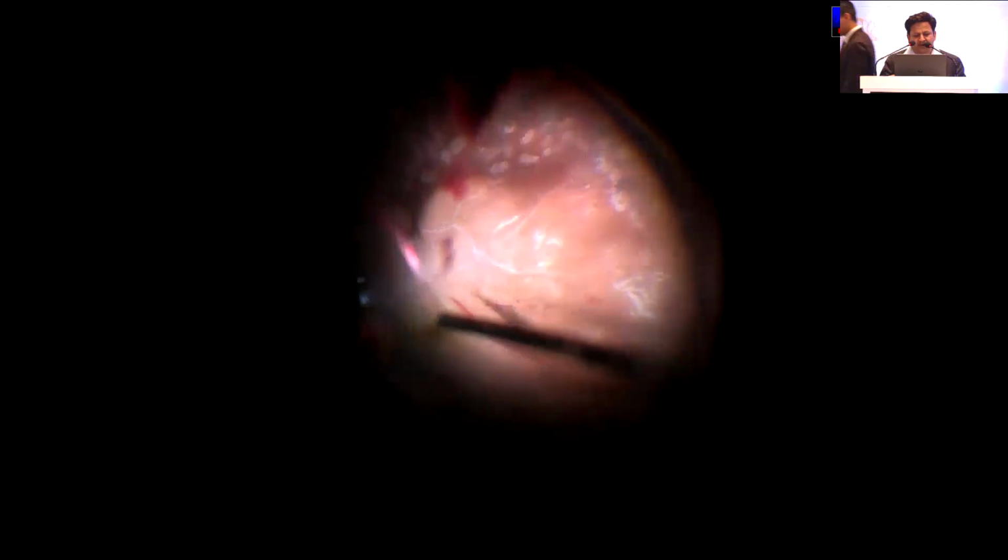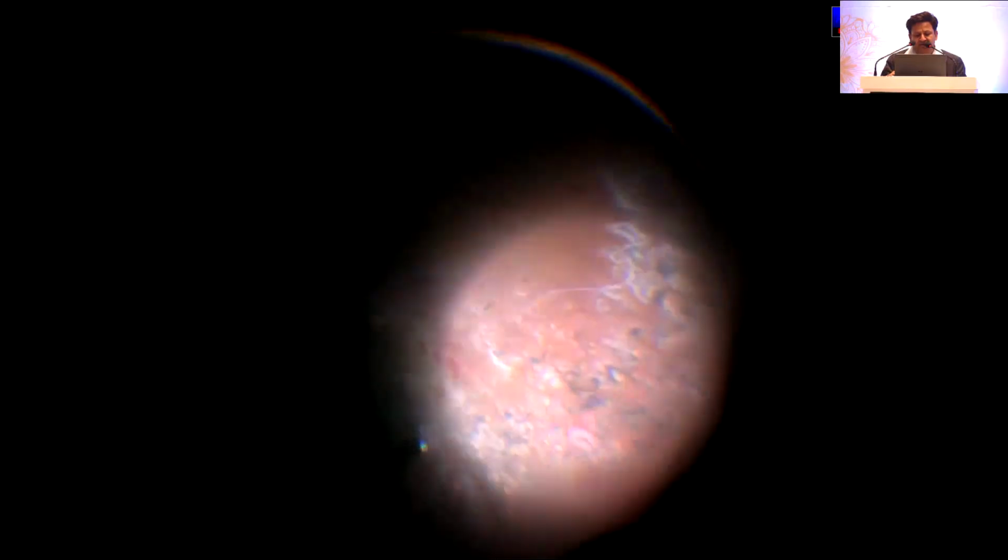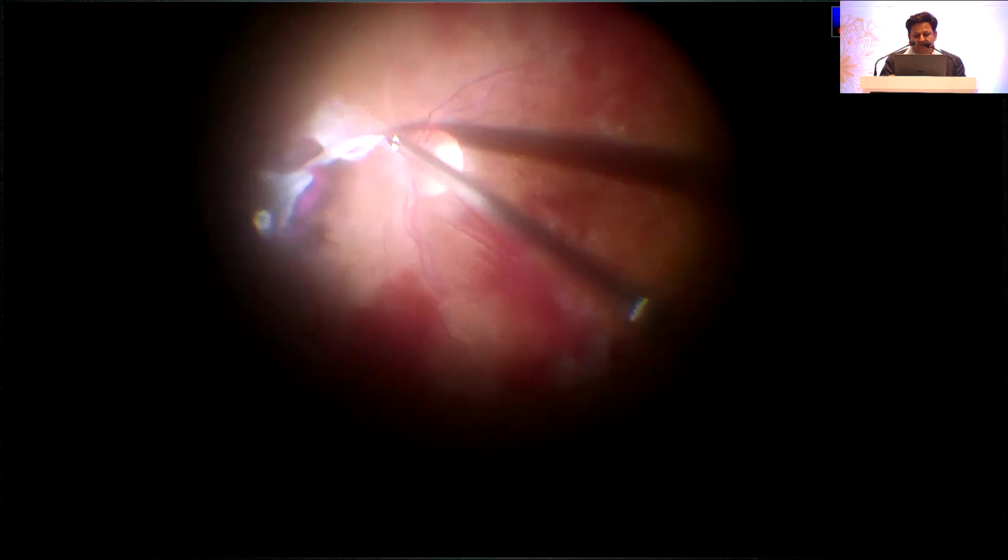You see the amount of vitreous still left. So this peripheral blood gives you a sign that there is still vitreous cortex there. There is still a layer of blood, there is still a layer of vitreous which is still remaining. So don't ignore it. You have to go in and you have to take care of that. You just have to remove it.